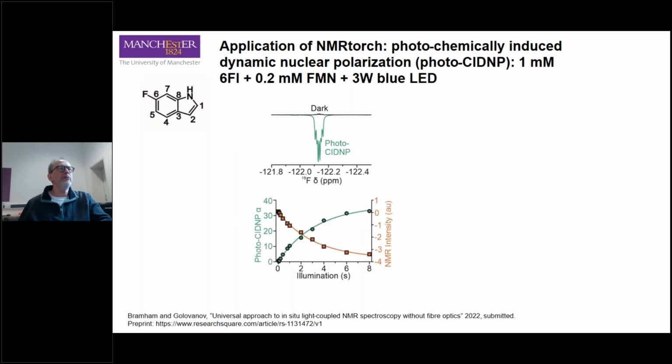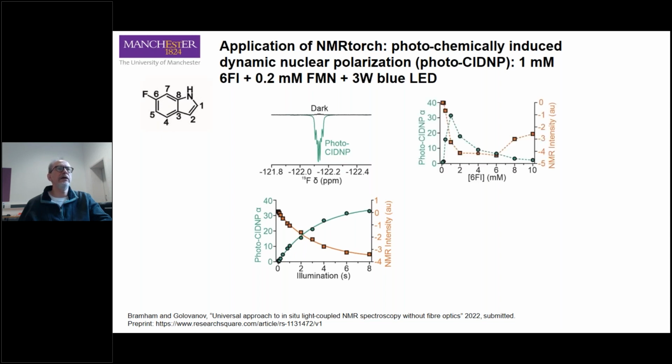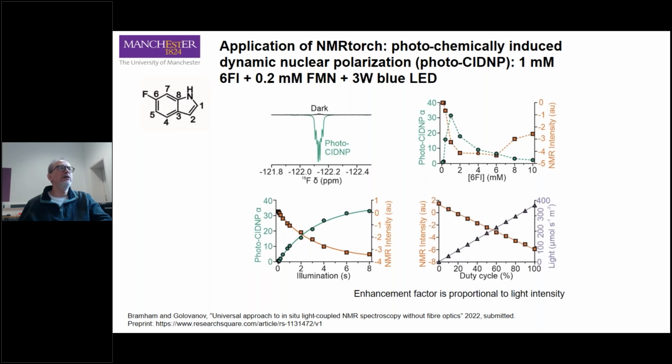So we can measure easily the build-up curves, or using the convenience of the setup, can quickly assess multiple samples one after another at different concentrations of 6FI to determine the optimal concentration that gives us the largest enhancement. We can also dim the LED using pulse width modulation to check that the enhancement depends linearly on the light intensity. We can also measure light intensity scattered just outside the sample area using a simple photometer, and we can see that this also provides a very nice linear dependence.